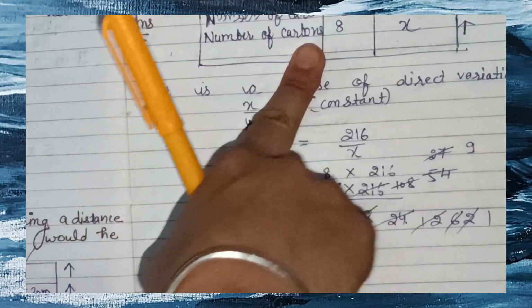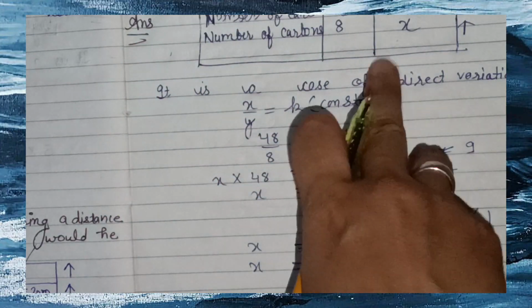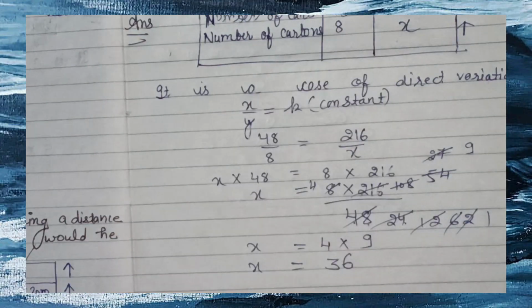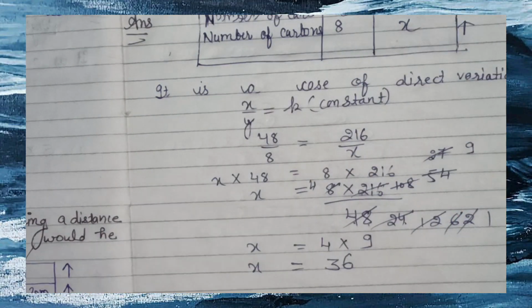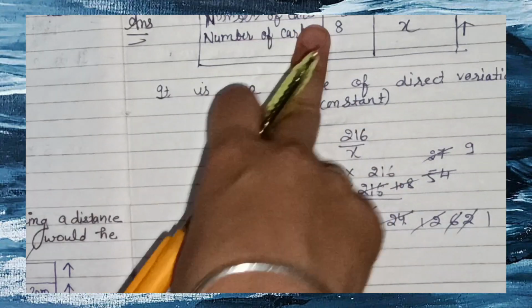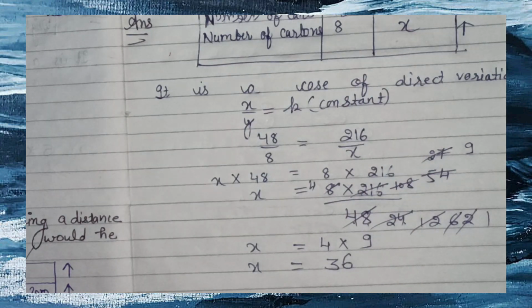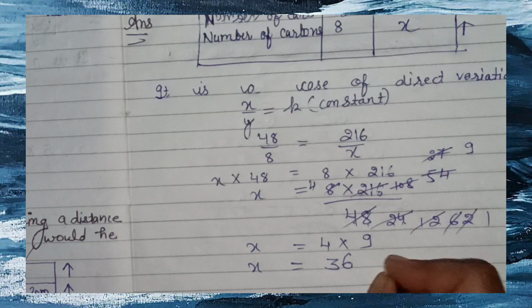So the number of cartons in which we pack 216 refined oil cans, from here we calculate the answer, that is 36. So 36 cartons will he require to pack 216 cans. So 36 cartons is the answer of this question.